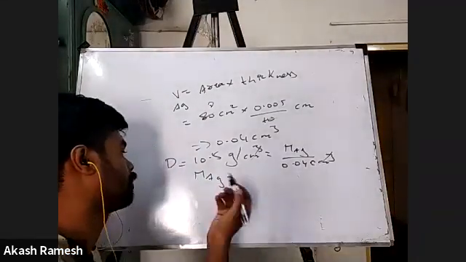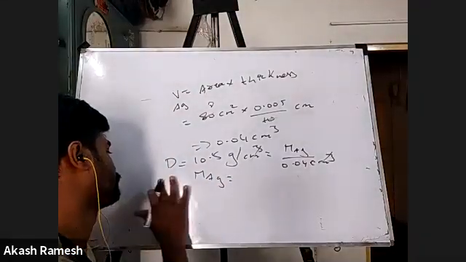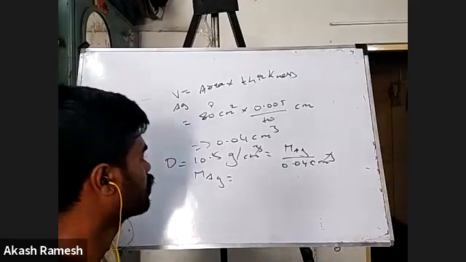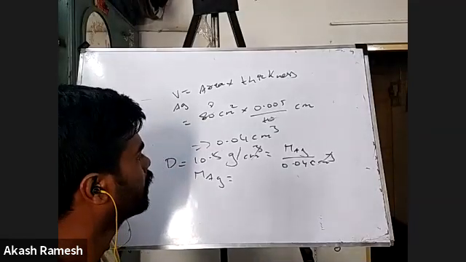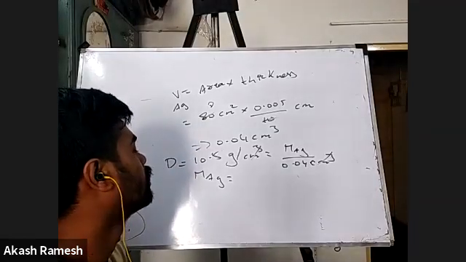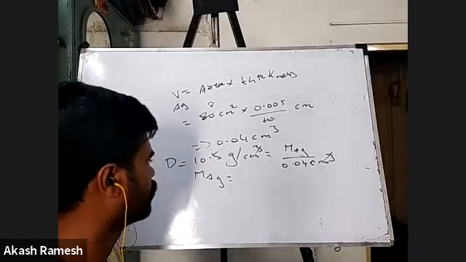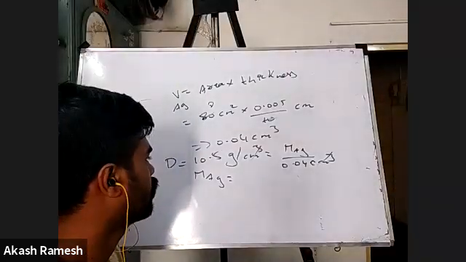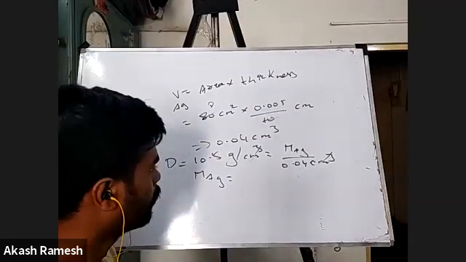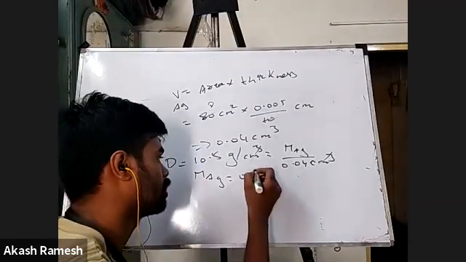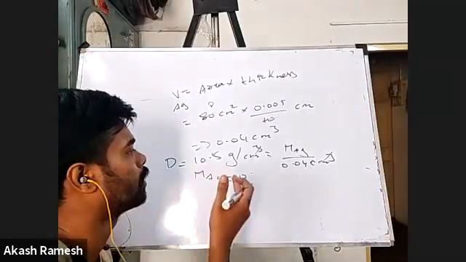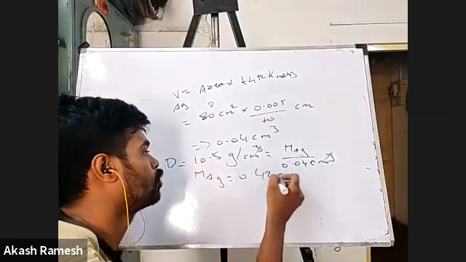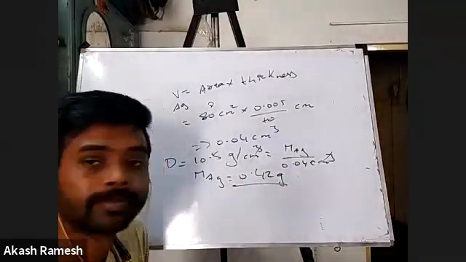10.5 into 0.04, you have to calculate. So 105 into 4 is how much? 105 into 4 will be 420. So 420, and I have 1.3 points. So 0.42 grams. That's it.